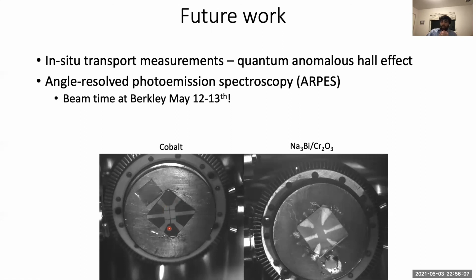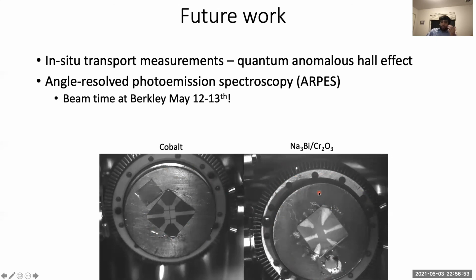And so using this pattern, we're able to subject the material to various electric and magnetic fields along specific directions of the sample in order to measure a response and observe a specific material property. This is how we hope to observe the quantum anomalous Hall effect I talked about previously. As you can see over here, the pattern on the left was made on cobalt, and the pattern on the right was made on our heterostructure I talked about previously, sodium bismuth on chromium oxide. And well, you can see between these two images that we still have a little bit of work to do in getting this Hall bar looking like the Hall bar on the left.